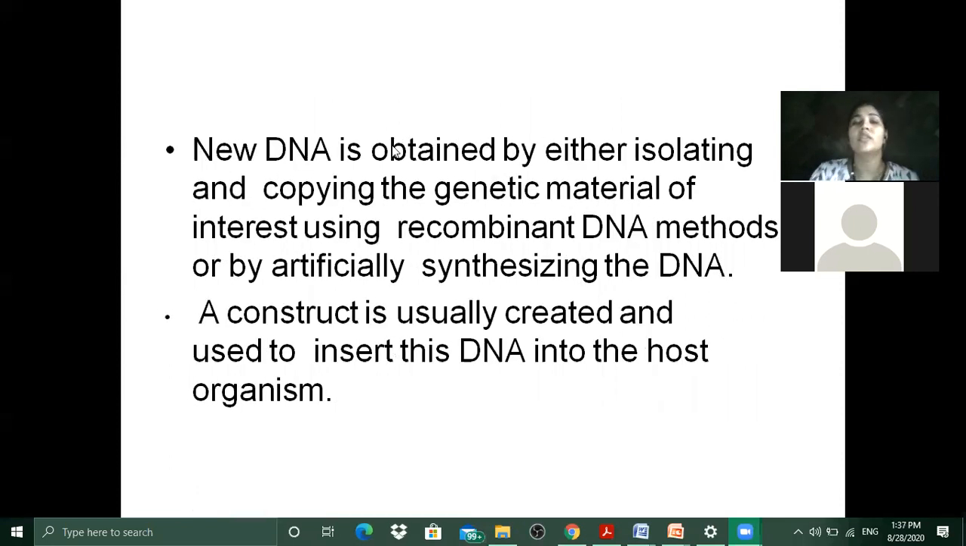And then the new DNA is obtained either by isolating and copying the genetic material of interest using recombinant DNA methods, or by artificially synthesizing the DNA. So a construct is usually created and used to insert this DNA into the host organism. This construct that we are talking about is nothing but your vector along with the DNA of interest. Okay, so that is what it is.